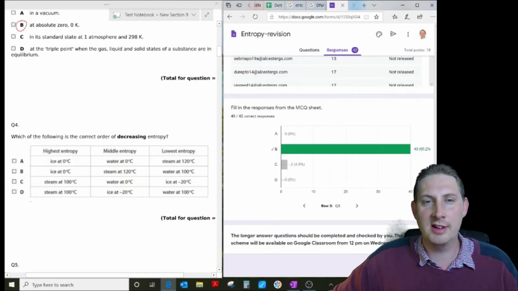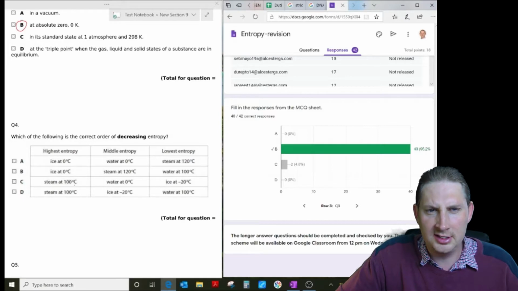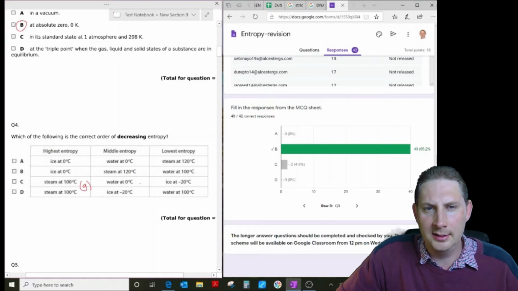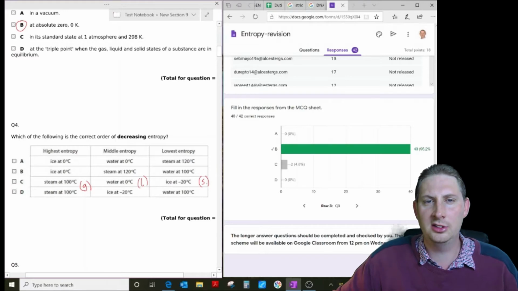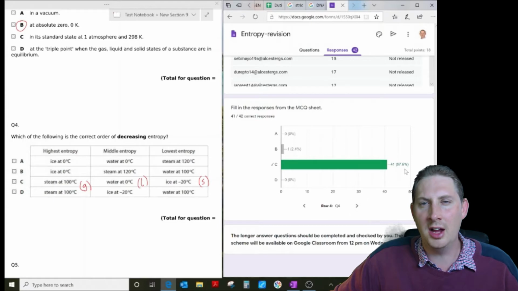Which of the following is the correct order of decreasing entropy? So the highest entropy, well, it's certainly not going to be ice at 0, so it's going to be steam at 100 degrees C because it's going to be gas. Then it's going to be liquid, and then finally it's going to be a solid. So gas, liquid, solid, decreasing entropy, and 98% of you got that right, so well done there.